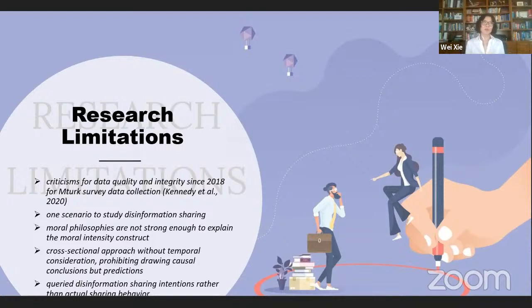And also, this is not a causal model. A causal model means A has to lead to B, but usually that requires designing your research in a temporal manner. A happened at time A, and then leads to behavior B happening at a different time. If we can prove a model in this temporal research design, then we can make more causal predictions. Right now, we can just say we predict it, but we cannot say this is a causal model.